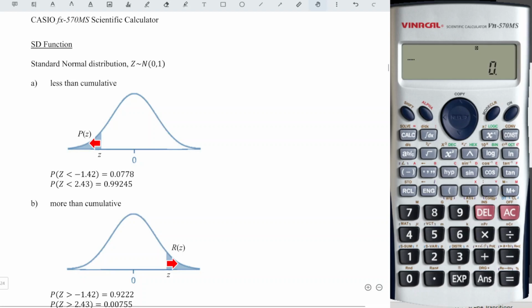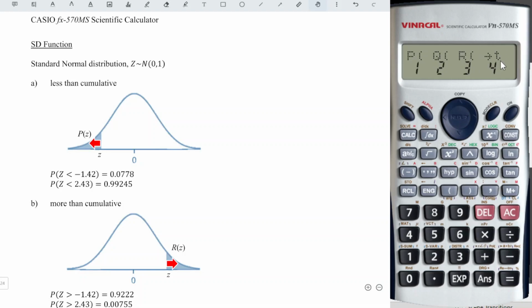In this video, we will learn how to obtain the standard normal cumulative distribution using a Casio calculator. First, we press mode 2 times until we see the SD function. Then we select 1. Next, we press Shift 3 to get the distribution. We have options P, Q, R, and T.